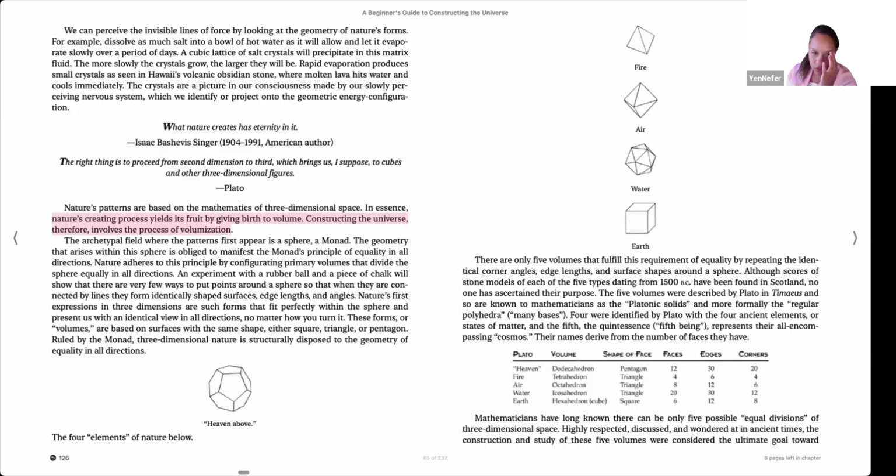These forms or volumes are based on surfaces with the same shape, either square, triangle, or pentagon. Ruled by the monad, three-dimensional nature is structurally disposed to the geometry of equality in all directions. The four elements of nature below.